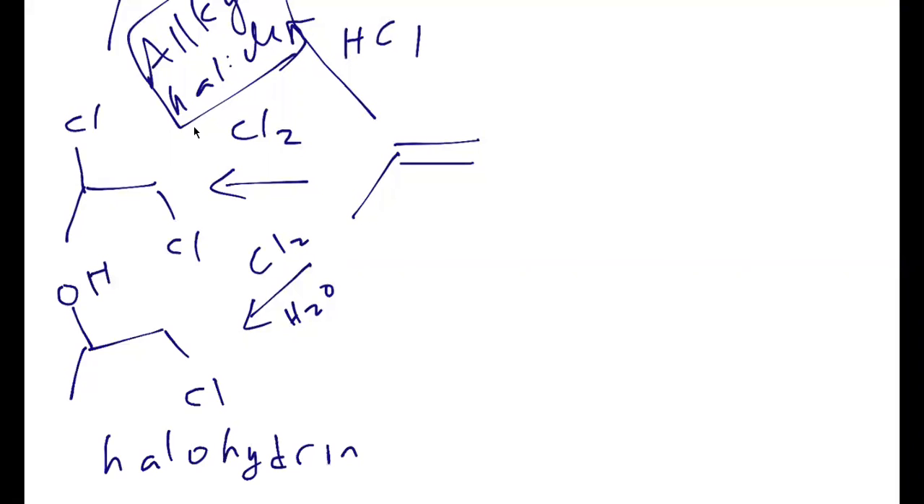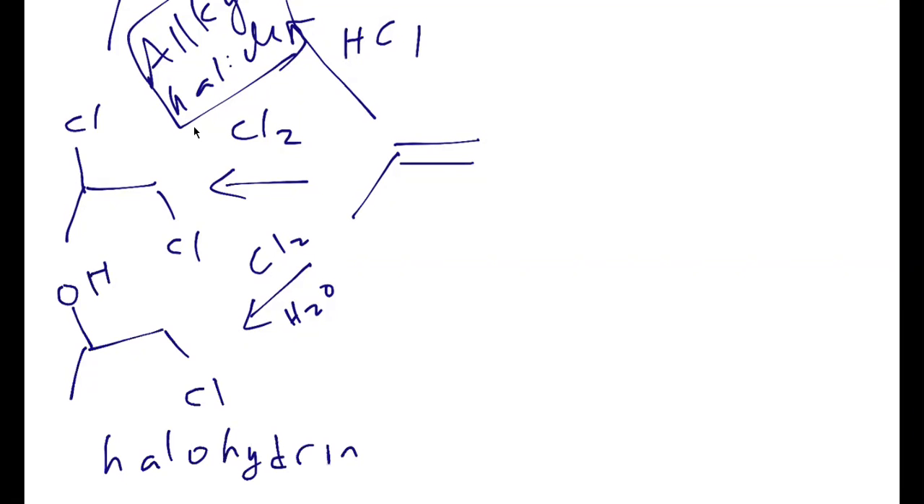If I know that I'm making an alkyl halide, well, I only know 3 ways to do that at this point. There's multiple ways, but here we'll say that these are the 3 ways that we're going to learn with the mechanisms. So that's a way to convert alkenes into alkyl halides.